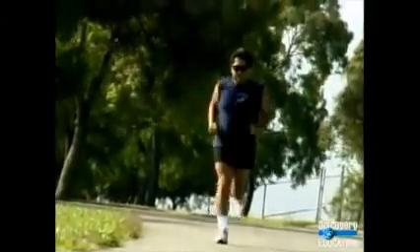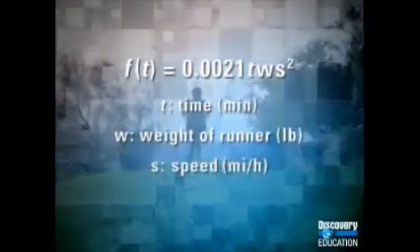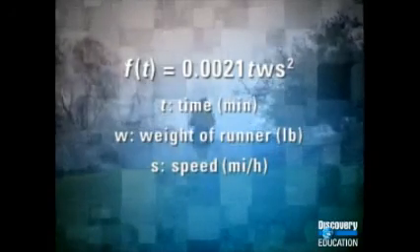Running is a popular way to exercise. You can use this formula to determine the calories burned during your run. f of t equals 0.0021 times t times w times s squared. Here, t equals time in minutes, w equals the weight of the runner in pounds, and s equals the speed of the runner in miles per hour.